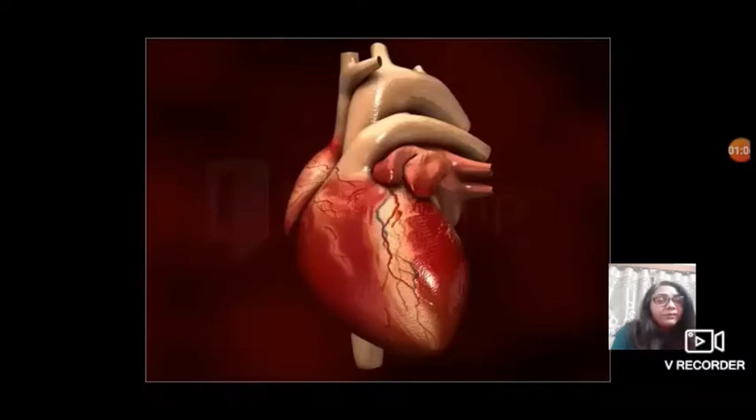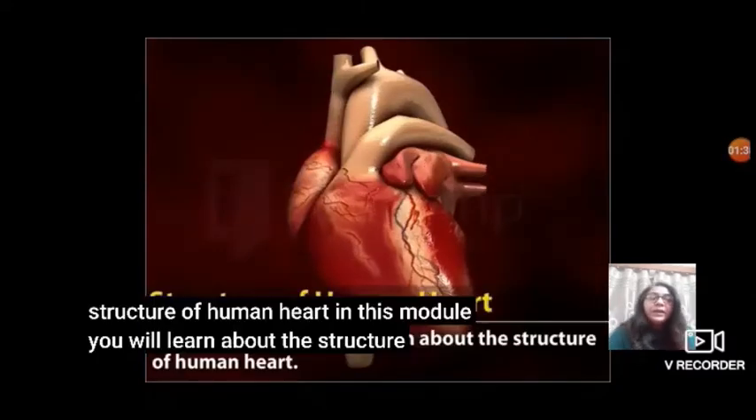Students, if any person in front of you is suffering from chest pain or a heart attack, what is your duty? What can you inform the doctors? All these things we will discuss here. So let's start our journey.